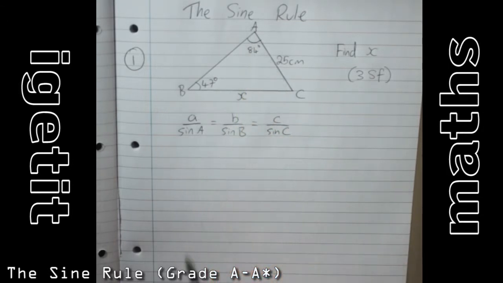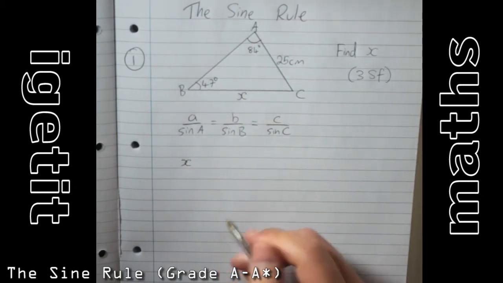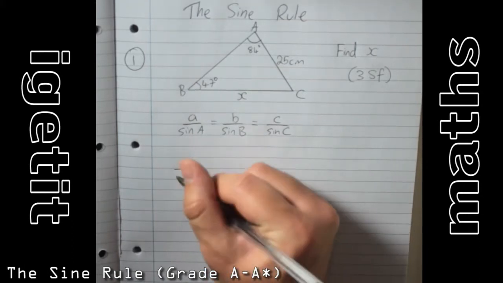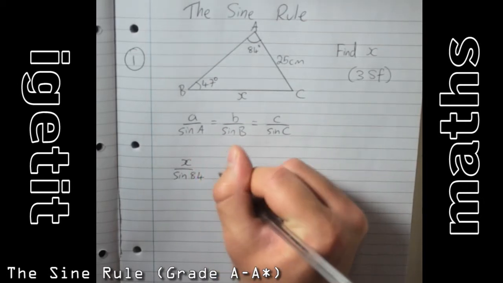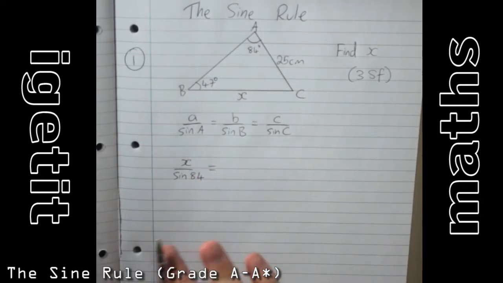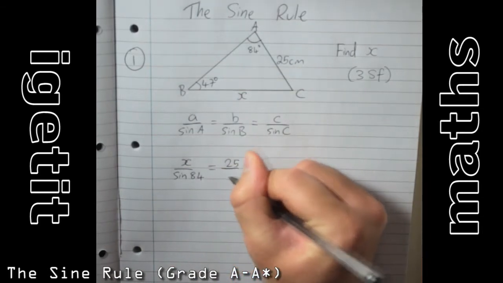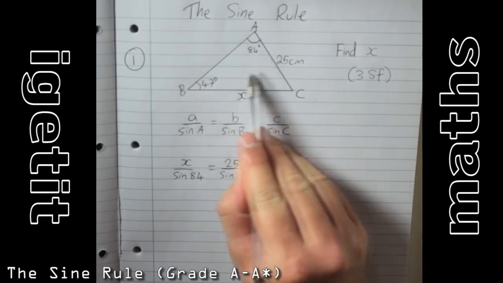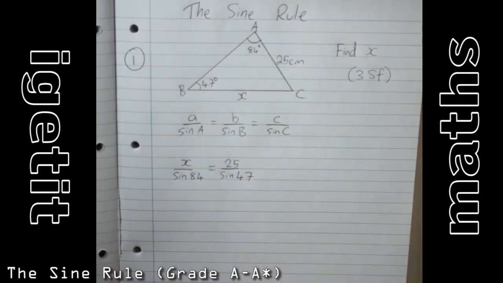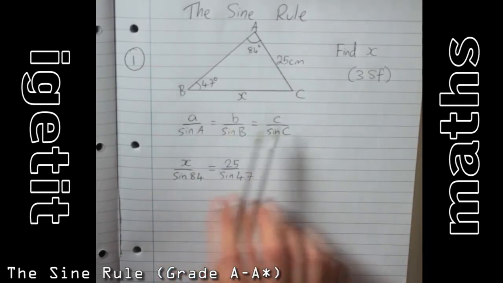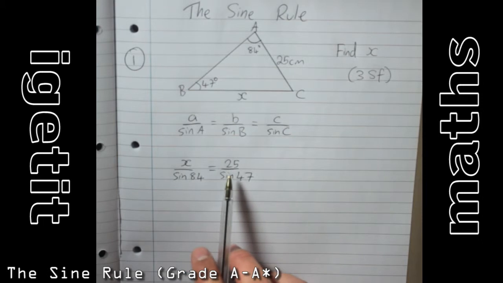So using this, I know that this side x divided by sine of the angle opposite, 84, is going to be equal to another side in the question, so 25, divided by sine of the angle opposite 25, so sine 47. So that's what we've got. You don't have to have three parts to it. We're only using two, as long as we know that this is equal to this. So that is equal to that.